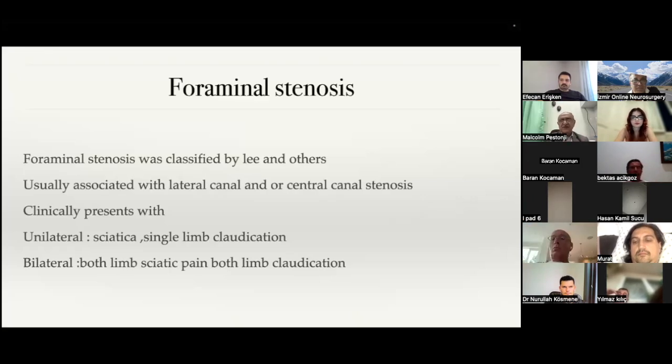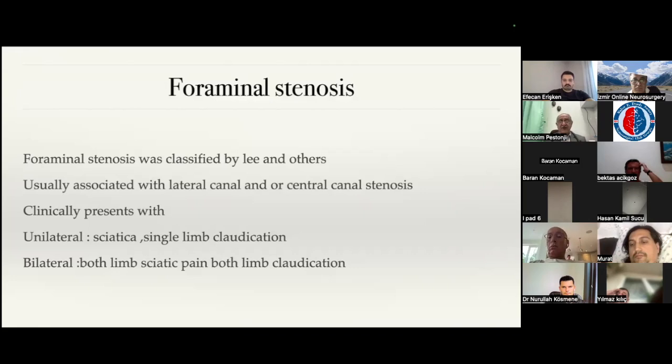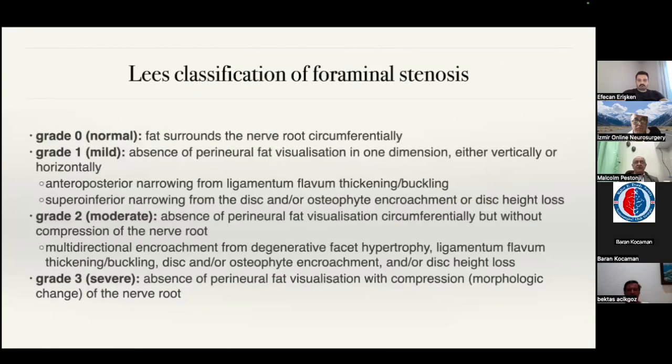Foraminal stenosis was classified by Lee and others, and is usually associated with lateral central canal stenosis. Clinically, it presents with unilateral sciatica or single limb claudication. Bilaterally, if it is there, you can have bilateral limb sciatica and claudication. What is the classification? Grade 0, fat surrounds the nerve circumferentially. Grade 1 is absence of perineural fat in one dimension, either vertically or horizontally.